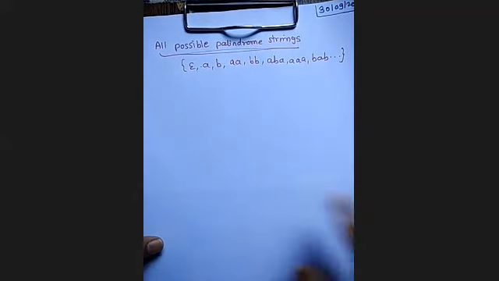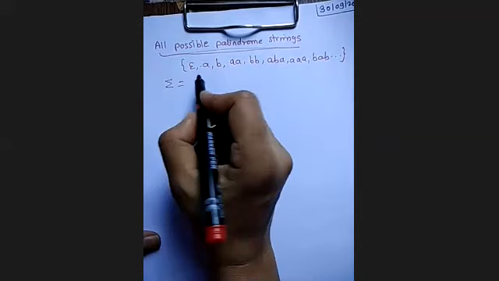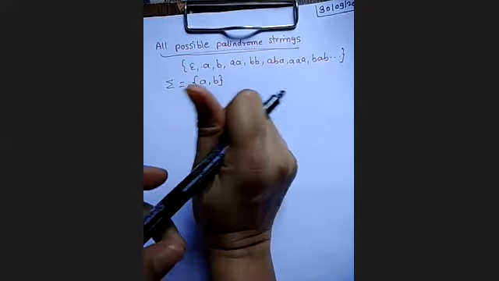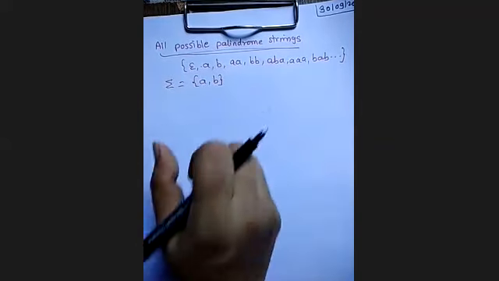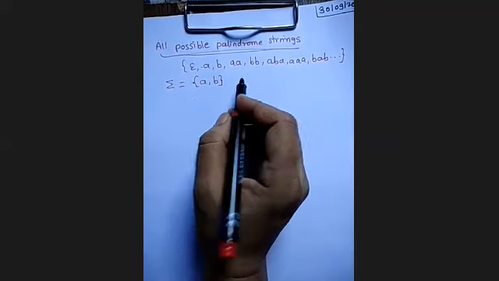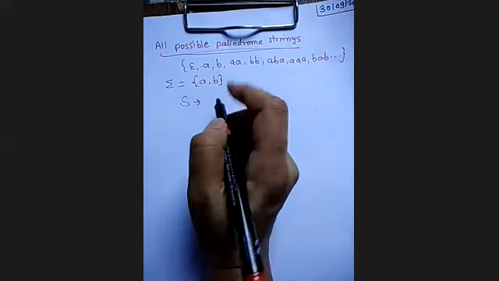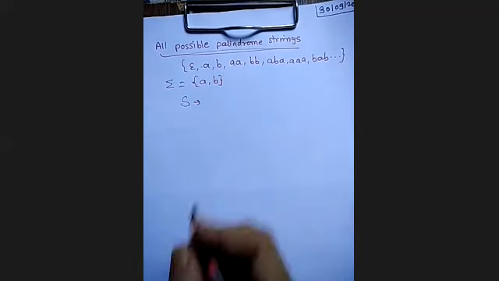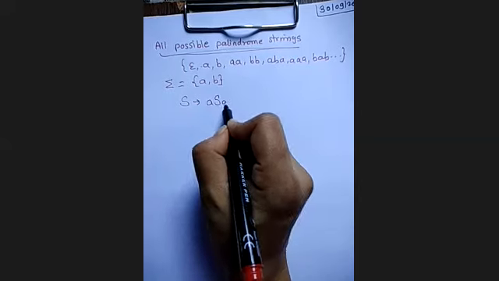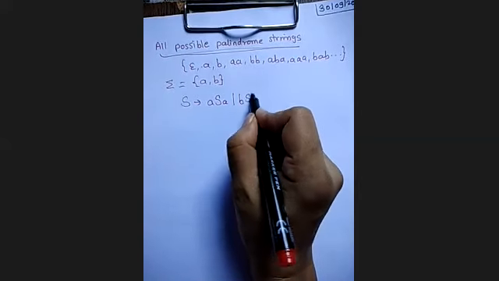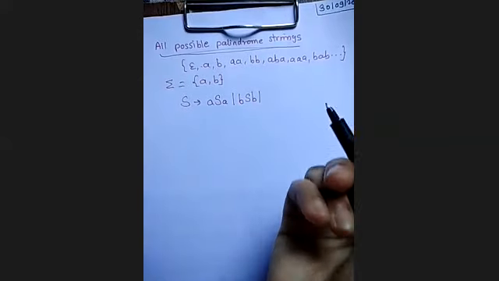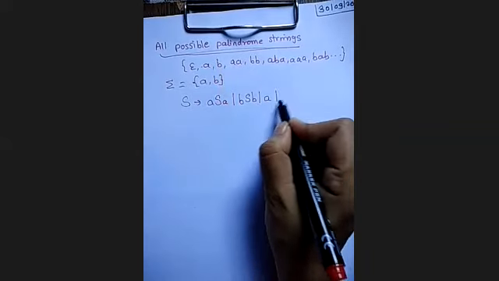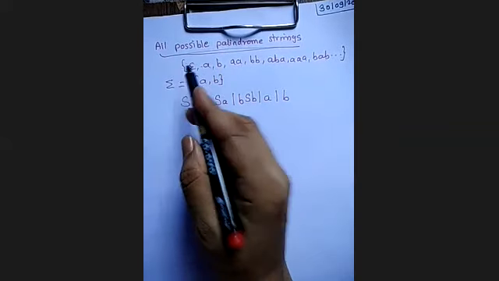All possible palindrome strings over the input alphabet. The input alphabet is here A and B. And as we are considering epsilon also, can you modify the earlier grammar that we have seen for the odd length palindromes? There we have seen what? A S A or B S B. And there we have used the X. Now instead of X, here it can be A or B. And we also want to generate the epsilon, so I'll also add the epsilon.